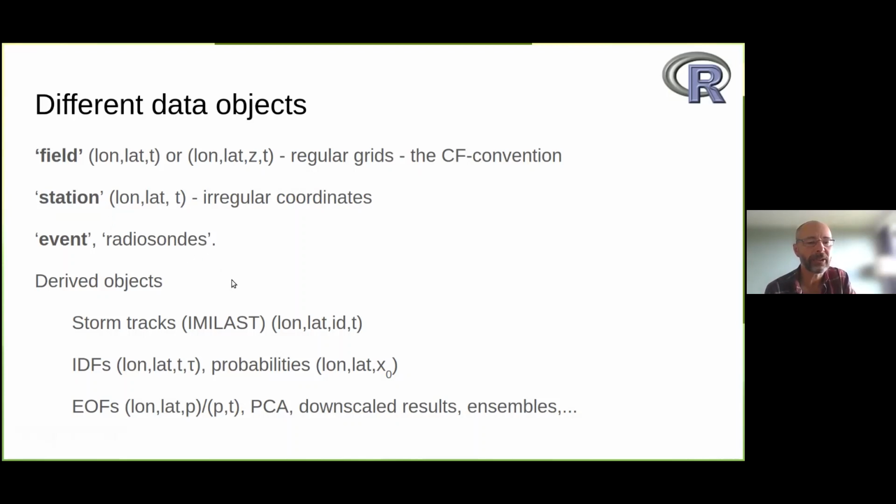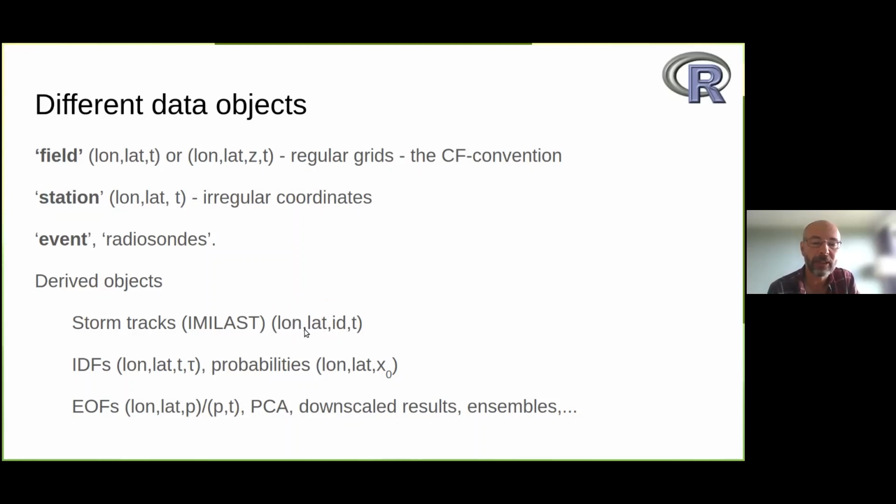And radiosondes, which are also different because they represent a vertical profile of the atmosphere. And then we have derived objects, and these are the storm tracks, which follow the EMILAST. There was a project on mid-latitude storms, so it tries to follow the convention used there, but that was actually done in ASCII. So we also need to save that in SCDF, because it takes much less space.